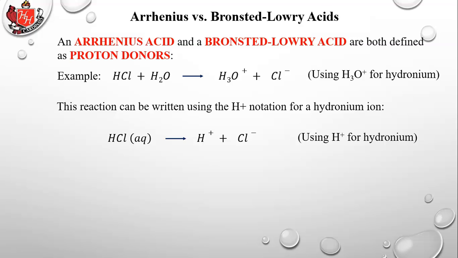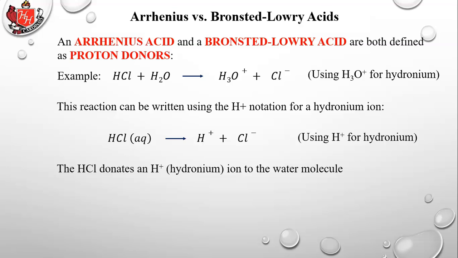I prefer, and the AP prefers, the top notation, the way it's written in the first equation up above. It's more explicit about what's going on chemically. It's really not just an H plus, a proton. It really is an H3O plus, where the proton has attached itself to a water molecule. The HCl donates the H plus hydronium ion to the water molecule.